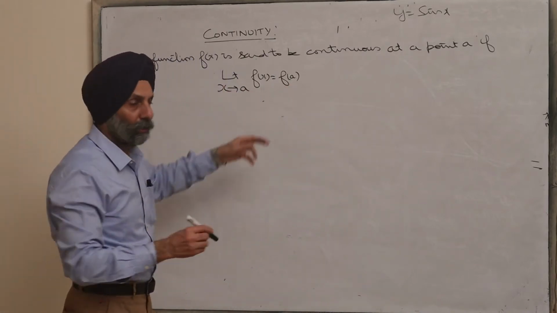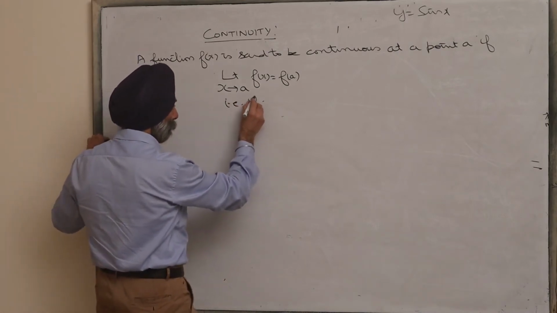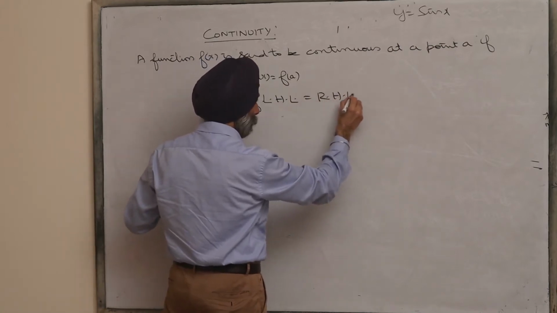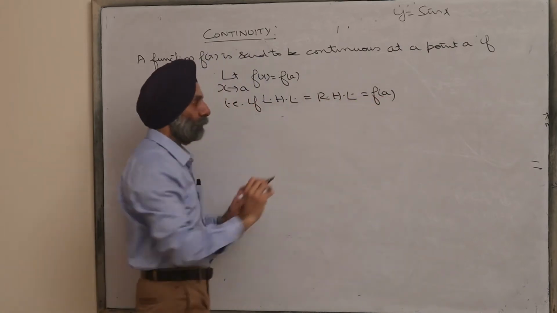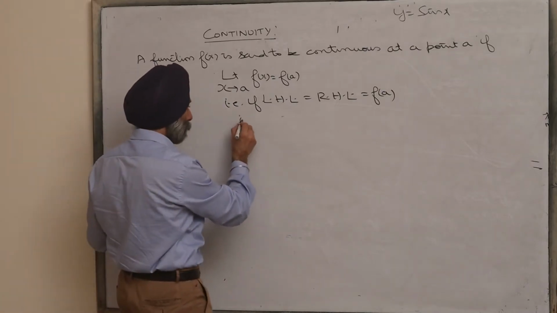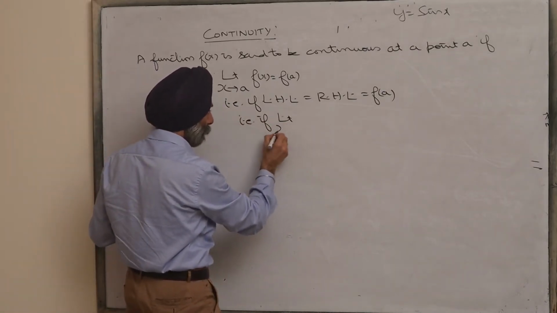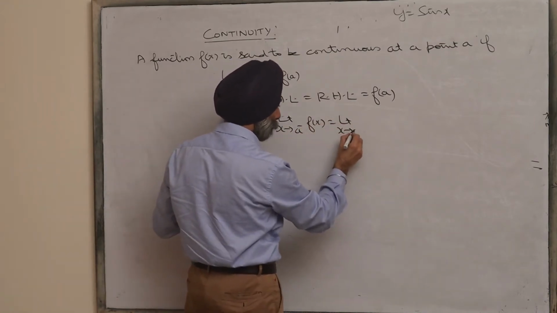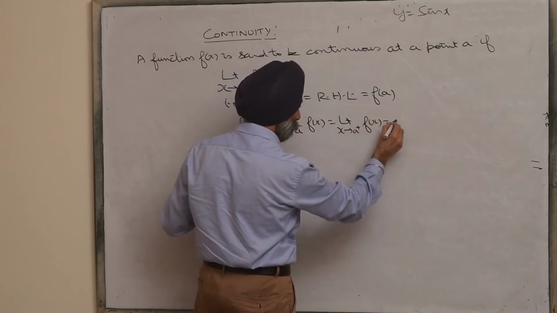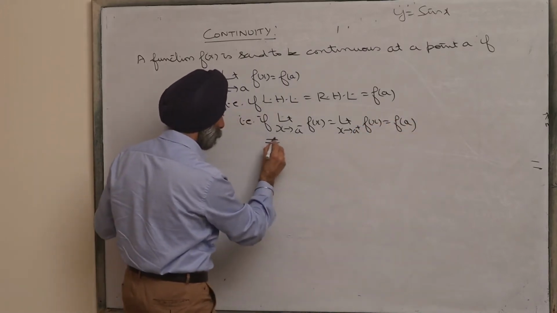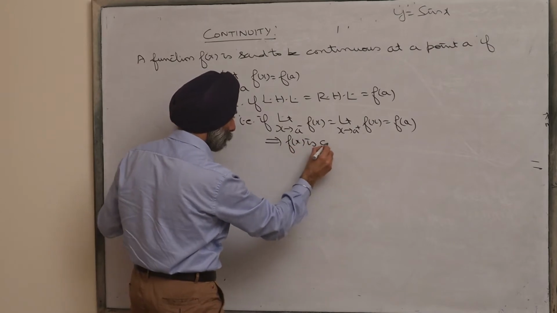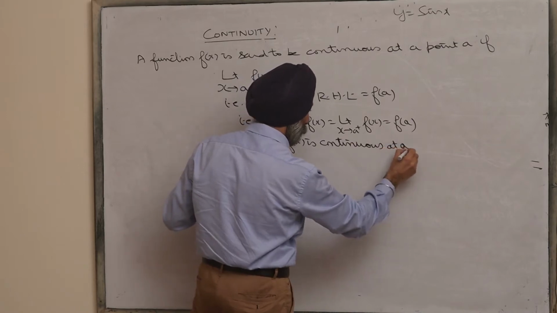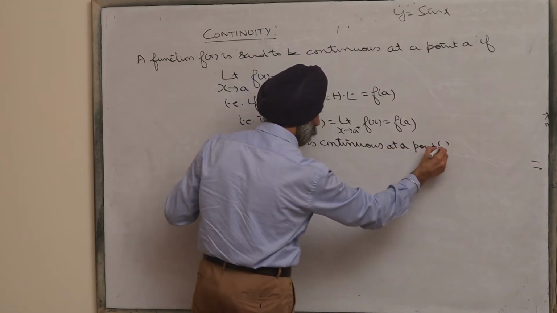This is your limit here. That is, if the left hand limit is equal to the right hand limit, which is equal to the value of the function at a point, then we say that the function is continuous. That is, if limit as x approaches a from the negative side of f(x) is equal to limit as x approaches a from the positive side of f(x), which is equal to f(a), this implies f(x) is continuous at the point x is equal to a.